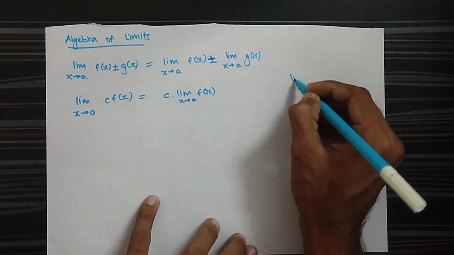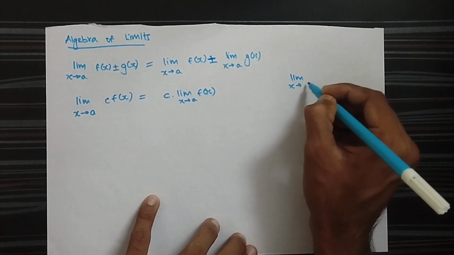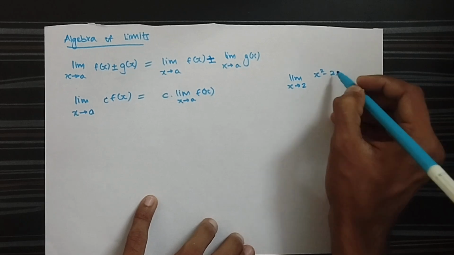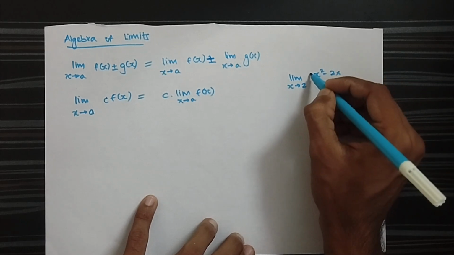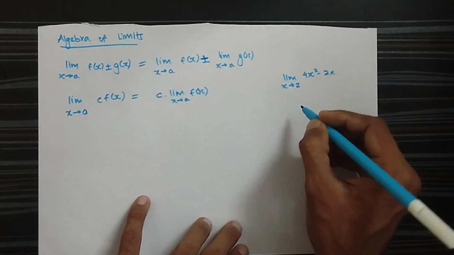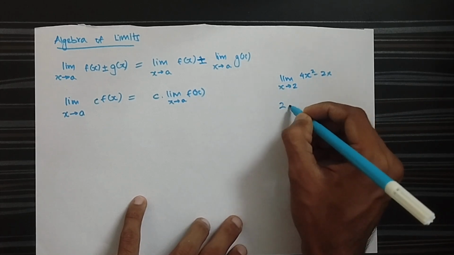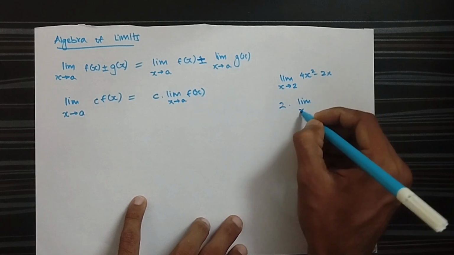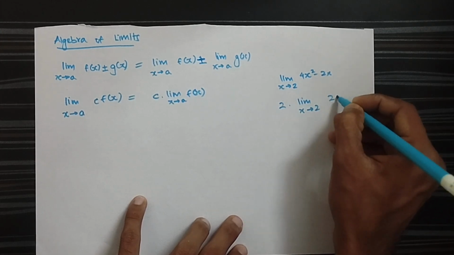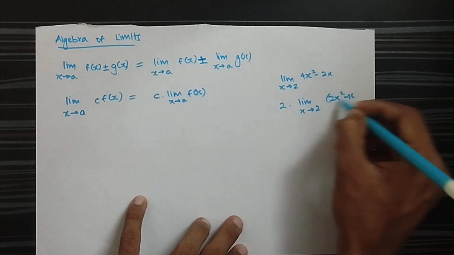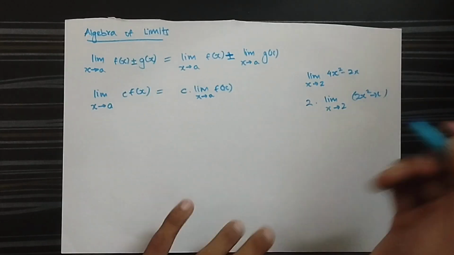Like for example, if we have limit x tends to 2 of x square minus 2x, then we can take 2 outside and write 2 times limit x tends to 2 of x square minus x. We just took 2 outside from the whole thing and made it a little simpler.